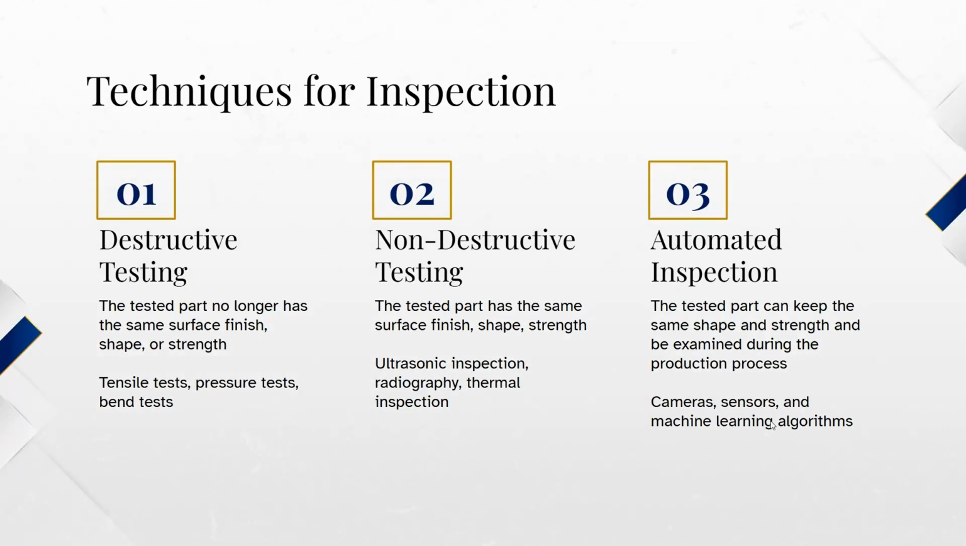Automated inspection is often grouped with destructive testing options like tensile tests and non-destructive testing practices like ultrasonic inspection and radiography. But automated inspection's connection to learning algorithms and very precise sensors allows for a greater connection between the manufacturing and the testing processes.